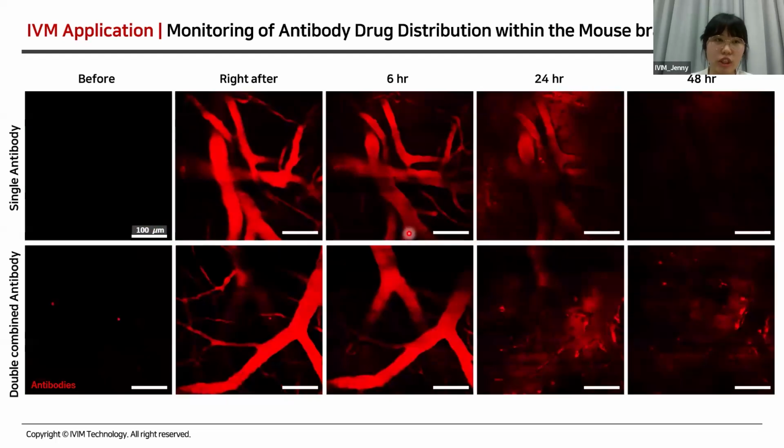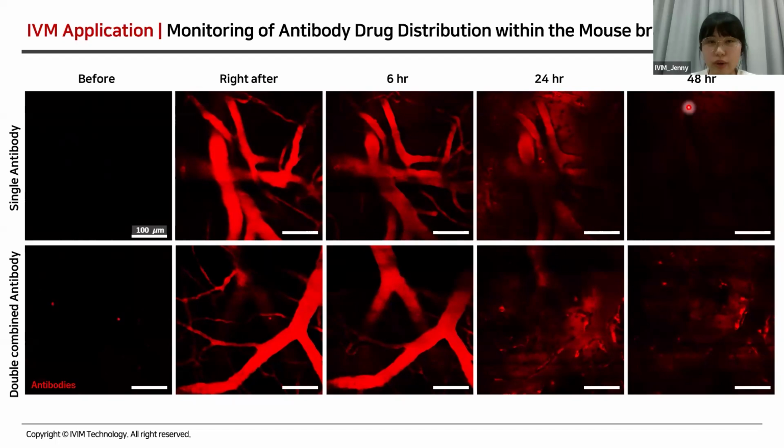And if we take a closer look, as shown, the antibody drugs labeled with red fluorescence were mostly confined within the blood vessels up to the 6 hours post-injection time point. However, from the 24-hour time point onward, migration into the extravascular tissue, specifically the brain parenchyma, was observed, which was a common pattern for both drugs.